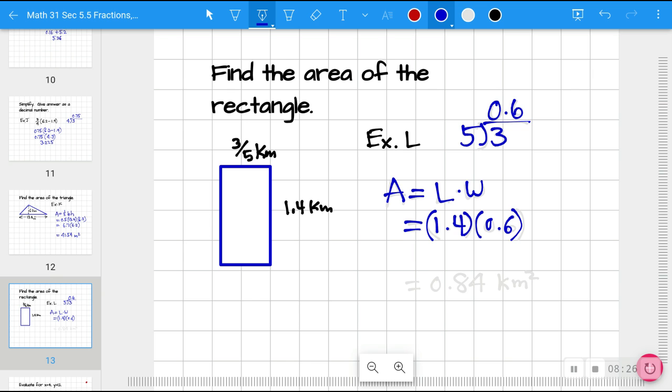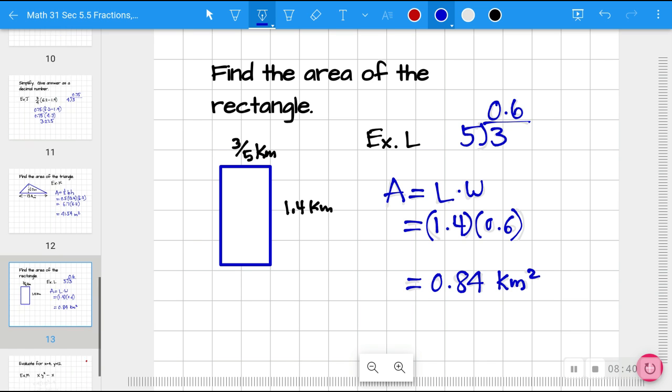Multiplying 1.4 times 0.6 is 0.84. And the units of length in this one are kilometers, so this is square kilometers, like that.